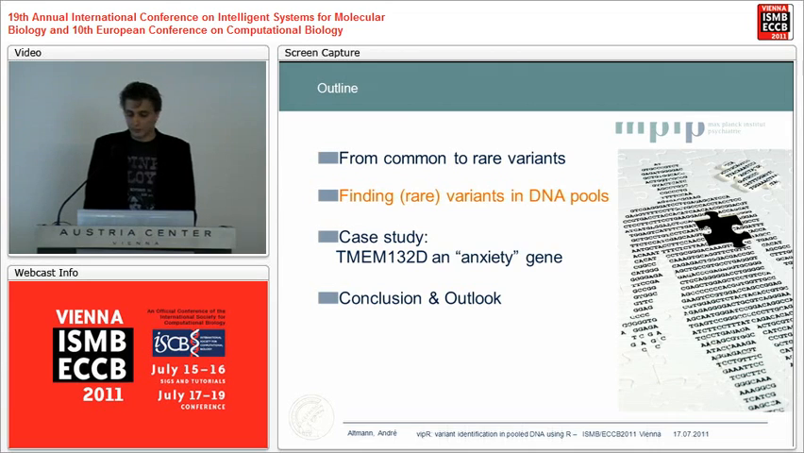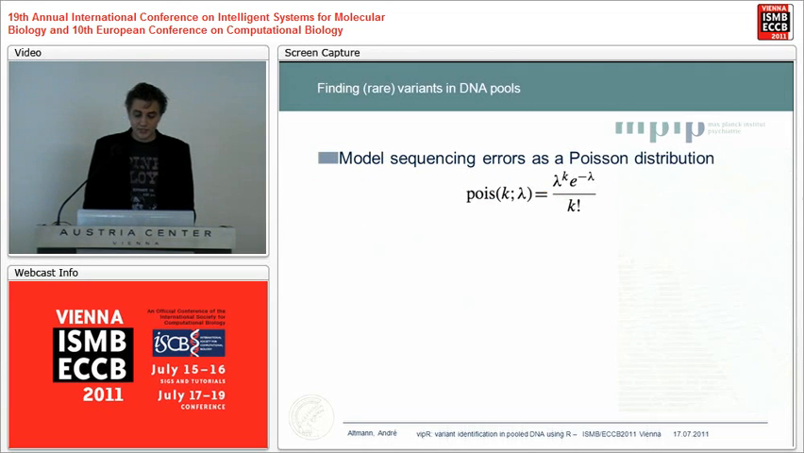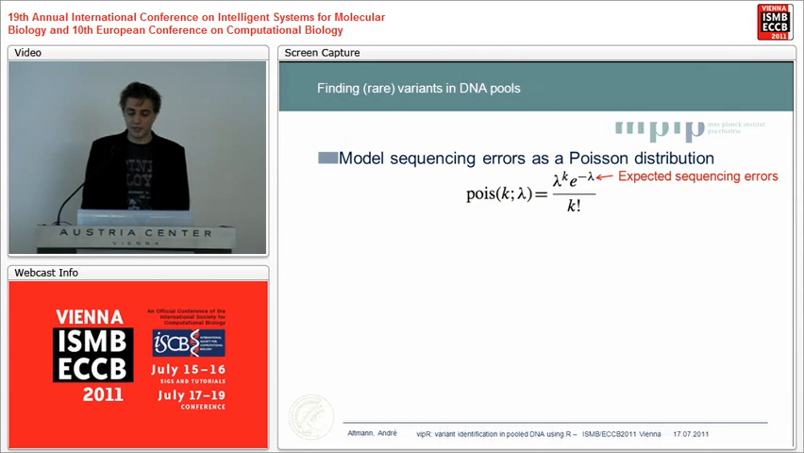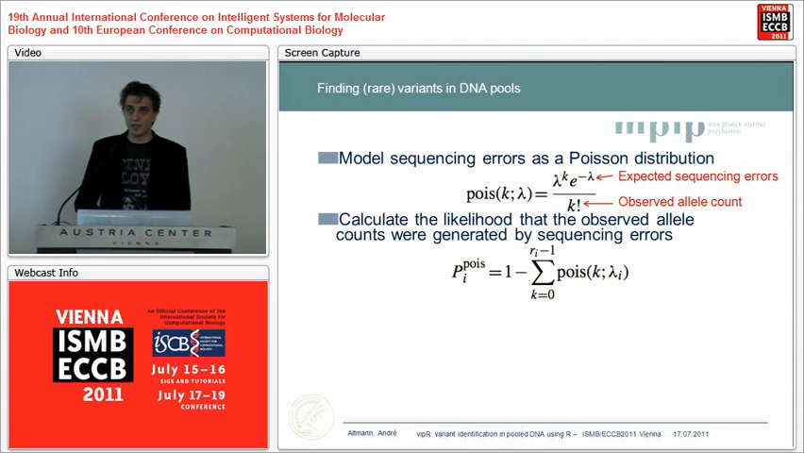So now we come to the methods part. What has been done in the early days, you could, for instance, model sequencing errors using a Poisson distribution. So you assume errors are fairly random, following a Poisson model. And what you do is you plug in your expected sequencing errors, so your sequencing error rate, in the model. And for a single position that you sequence, you observe your alternative allele count. And then you can compute a p-value, telling you how likely it is that this observed allele frequency was produced by sequencing errors.